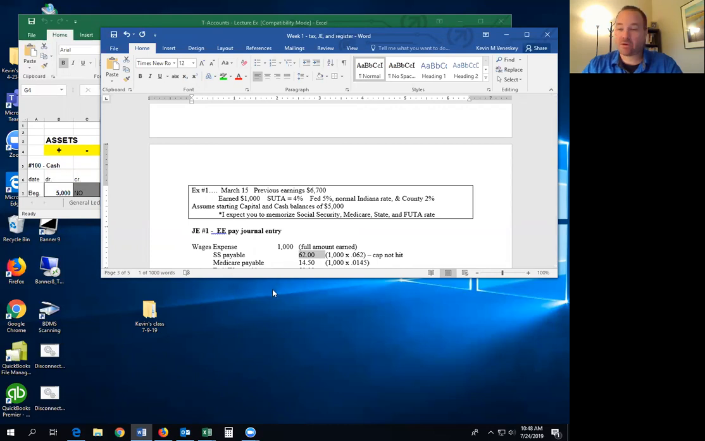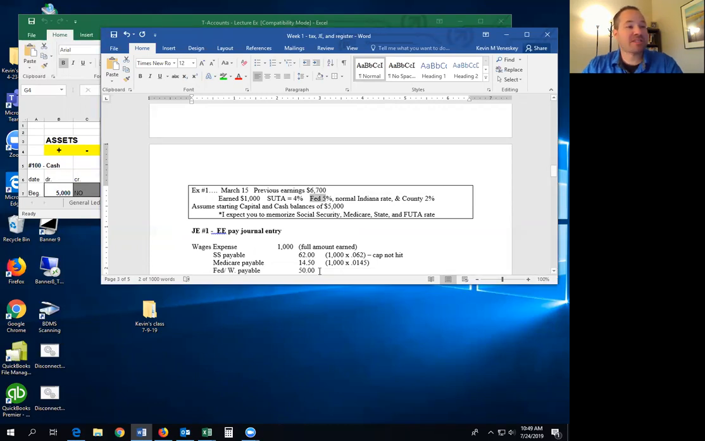Federal withholdings don't have a cap either. So we're going to tax, I tell you how much the federal is, 5%. So we're going to take the full 1,000 times 5%. So that's $50. And then our last 2, the state and county. Remember the state, I expect you to memorize that. That's 3.23%. And there's no cap, so the full 1,000 at that percentage.